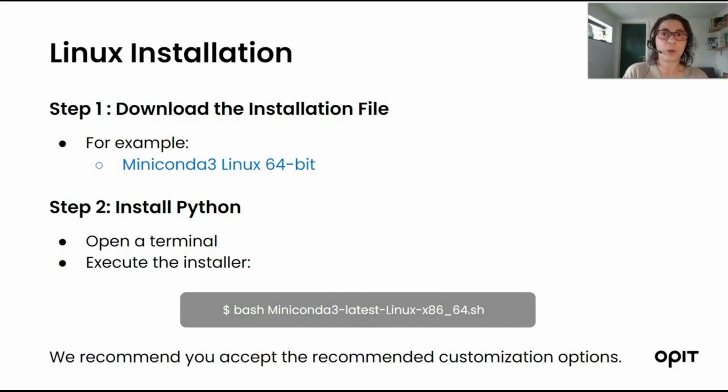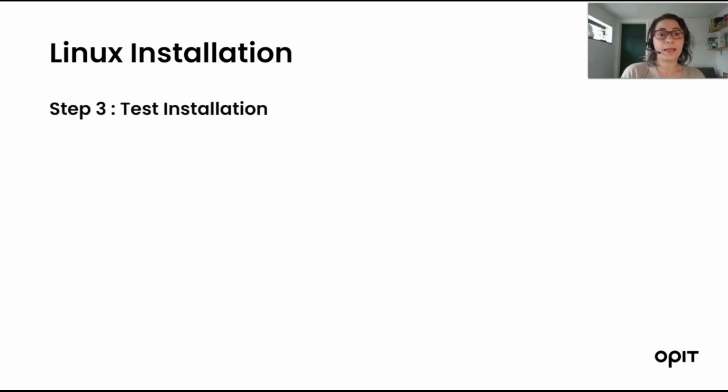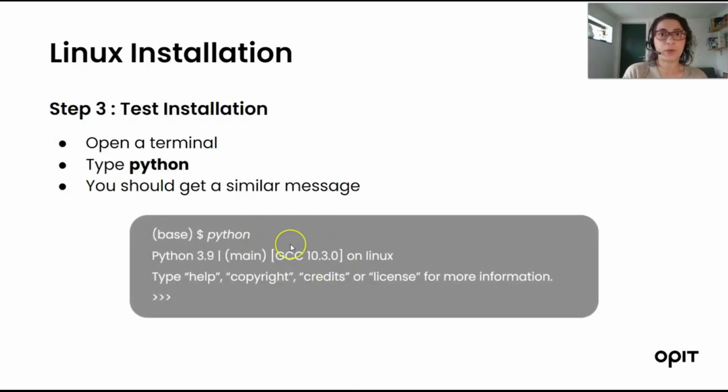We recommend that you accept the recommended customization options as prompted during installation. Once the installation is complete, you can test it by opening a new terminal and typing Python. A similar message to this one should appear on your terminal. Well done! If it does not appear, however, then either contact us with your question or try to see if the large and rich Linux community online has perhaps a solution to your problem. You can then close the terminal when you're done by simply typing exit parenthesis.